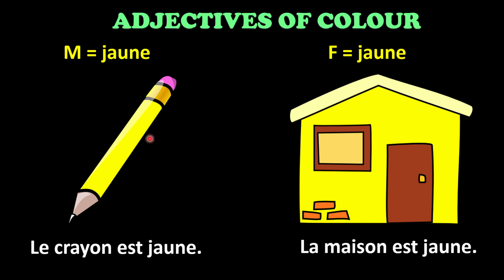Okay, so we're talking about a masculine object like a pencil. It is le crayon est jaune, la maison est jaune. So whether talking about a masculine or a feminine object in this case, it doesn't matter when you talk about the color yellow, because the spelling remains the same.